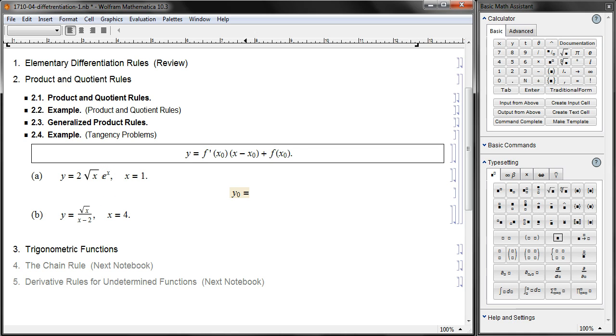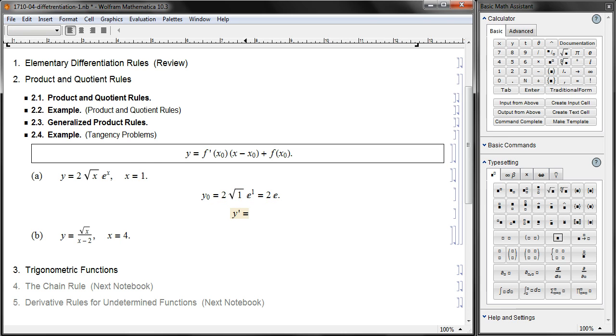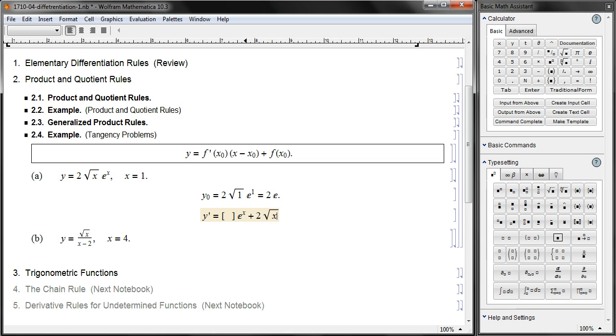The y coordinate, we get it by plugging in x0, which is 1. So, plugging x equals 1, we get 2e. Now the derivative. It's a product of two functions, so product rule: u prime v plus u v prime.